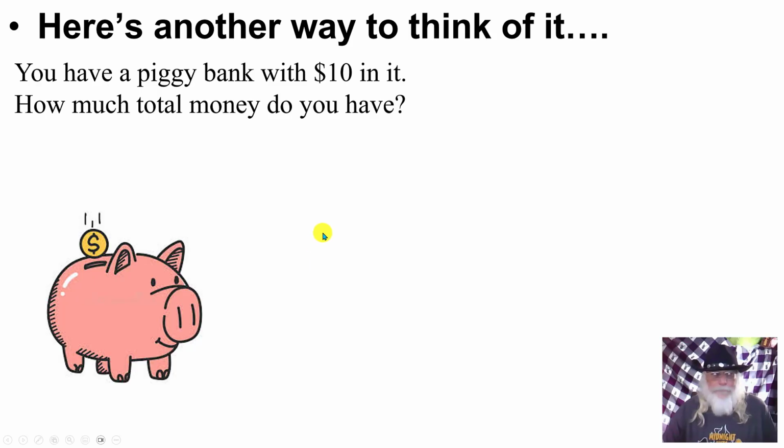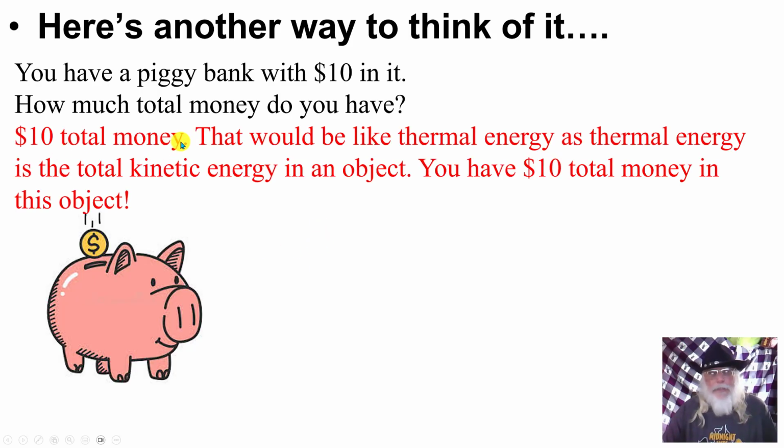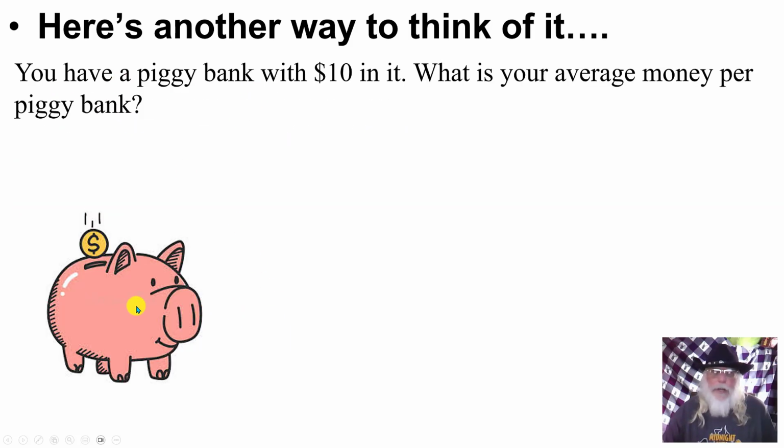Here's another way to think about it. Let's say we have a piggy bank. Let's say there's $10 in our piggy bank. How much total money do you have? Not a trick question. You don't have to be a math genius to figure this one out. Well, it's $10. There's $10 of total money. That would be like thermal energy, as thermal energy is the total kinetic energy in an object.